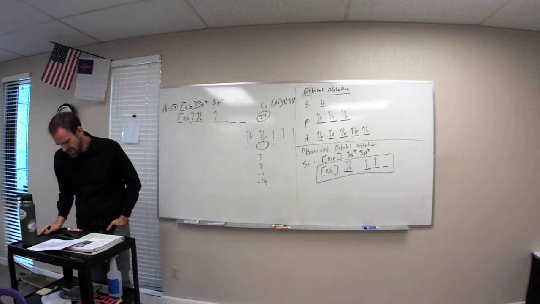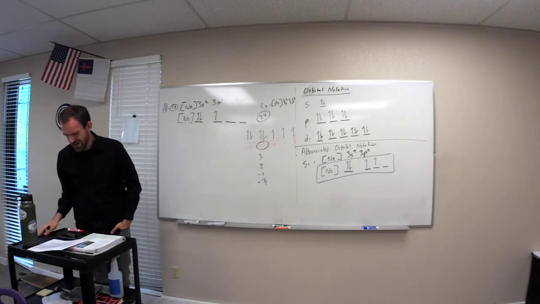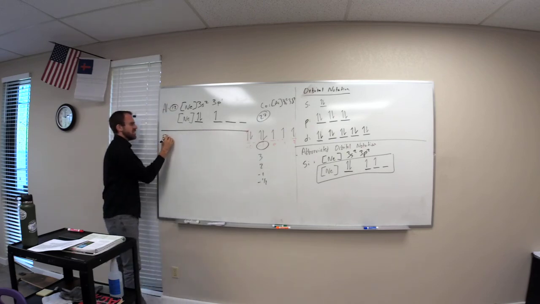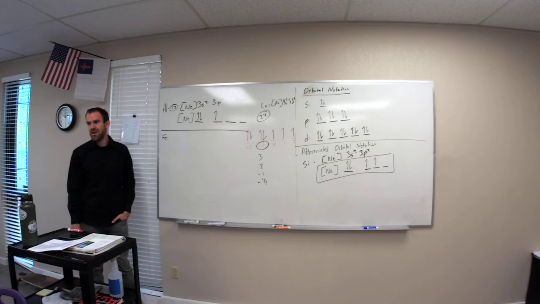Let's try something ugly. How about iron? Let's write the ground state electron configuration. How many electrons does iron have?